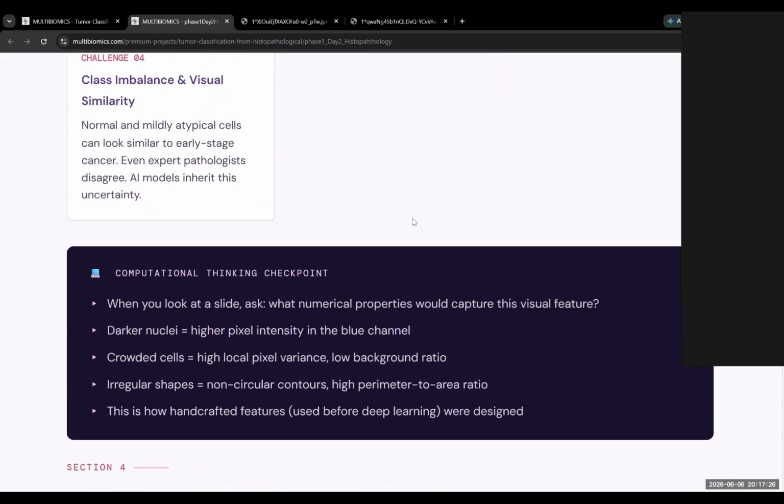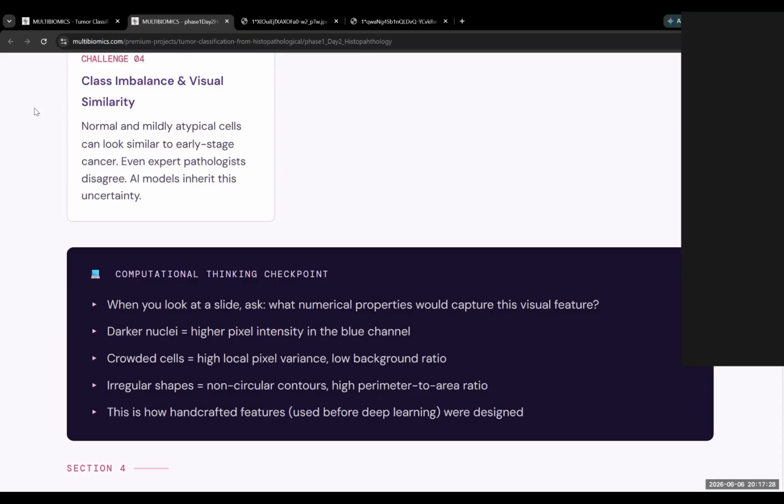So here is the computational checkpoint. When you look at the slides, I'm giving you a homework now. We'll discuss it later on. When you look at the slide, what type of numerical properties can you get from a CNN? If suppose there is a dark nucleus, what numbers will you get? From 0 to 255 pixel intensity, from here one number you will get. Yes or no? You got one number?